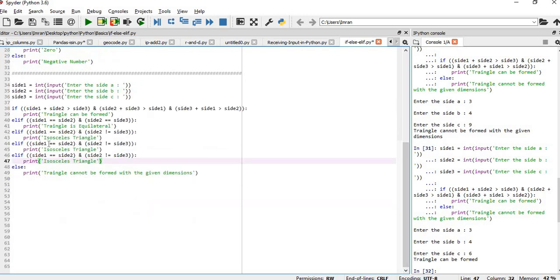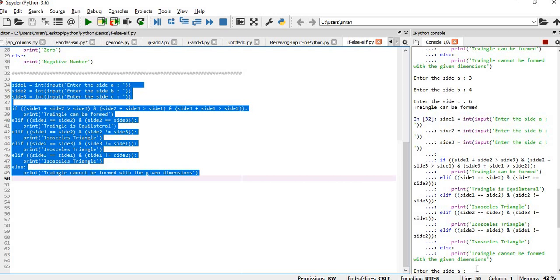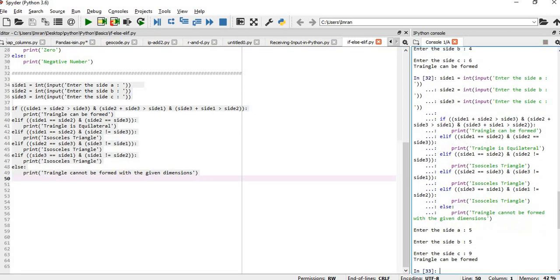We'll do side 1 equals side 2. Here we'll give side 2 equals side 1. Similarly, in this case we'll say side 3 equals side 1, side 1 not equals side 2. Here we will be printing whether it's an isosceles triangle. Yes, we'll execute this. We'll give 5, triangle can be formed. But if you see here, because we have the print condition, elif will not come.